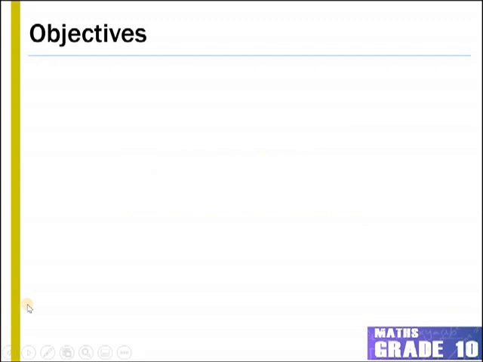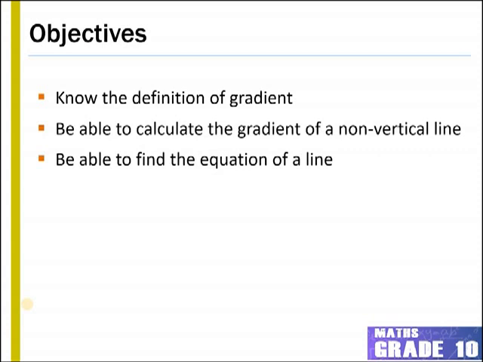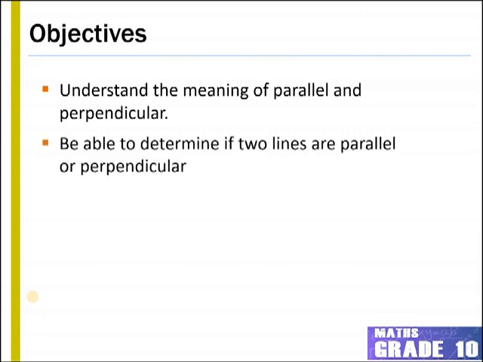The objectives for this lesson are to know the definition of gradient, to be able to calculate the gradient of a non-vertical line, to be able to find the equation of a line, to understand the meaning of parallel and perpendicular, and to be able to determine if two lines are parallel or perpendicular.